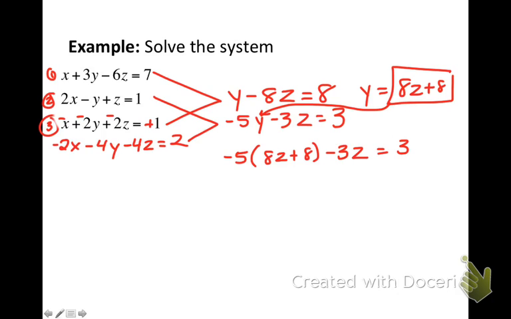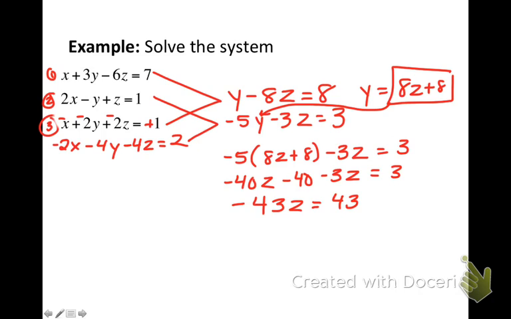And again, you could have done this with elimination. I'm an elimination fan, so I would have just multiplied line 1 by 5 and canceled out my y's. That's okay. So negative 40z minus 40 minus 3z equals 3. Negative 43z is equal to 43. I did 2 steps there in 1. Is everybody okay with that?